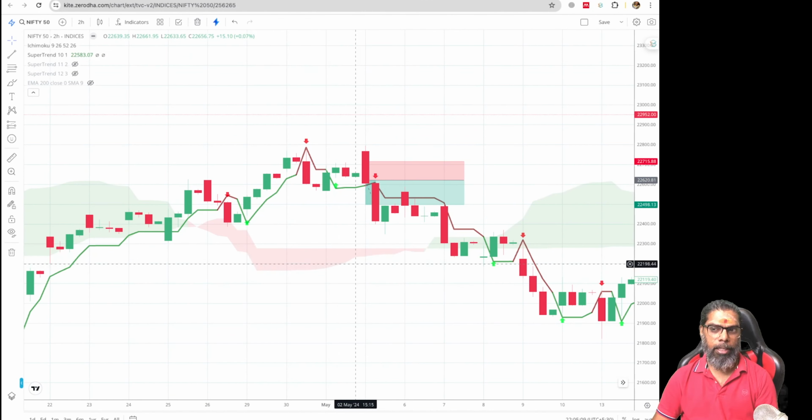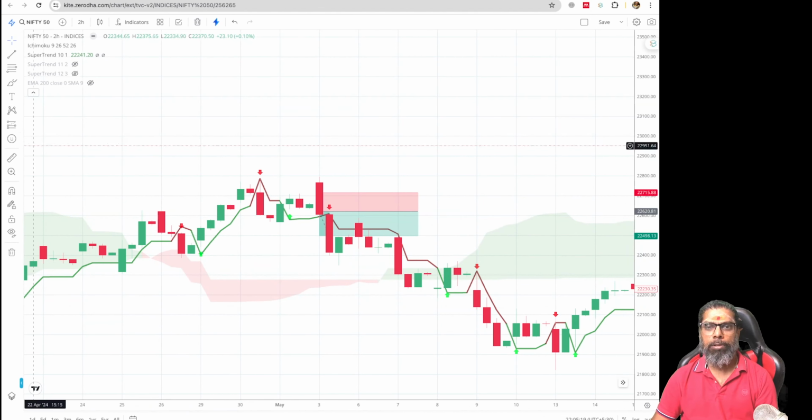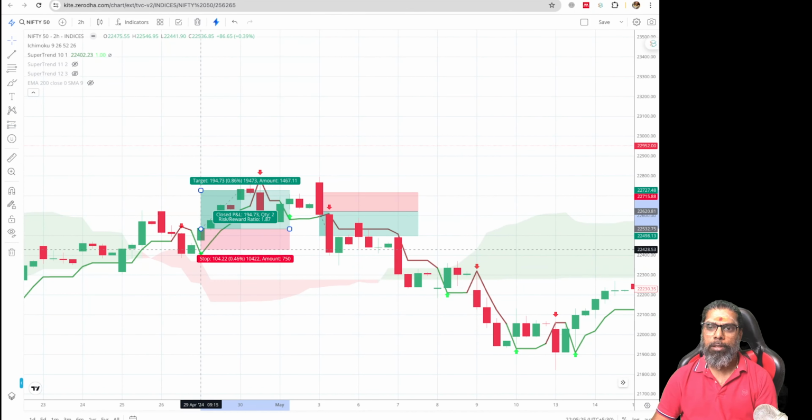Okay, so check that kind of thing. It doesn't need to be green. You can enter when the cloud is below. So here you can go for a long. This is your entry, this is your stop loss. Okay, 1:2. You can trade here. So this is a good position, and a good sign.